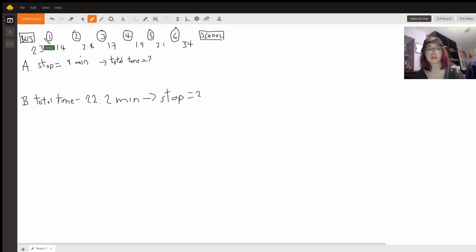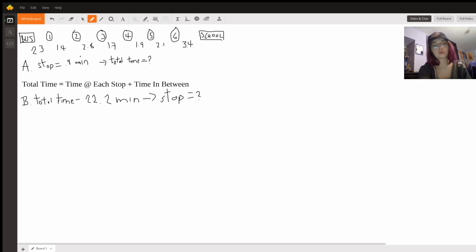In part A, we're given the time that the bus is at each stop, and we're asked to find the total time. So what we can do is write out an equation for the total time. The total time that it's going to take our bus to get from your stop to school is going to be equal to the time at each stop, the time that the bus is at 1, 2, 3, 4, 5, and 6, plus the time in between each stop. And that's what these numbers here are.